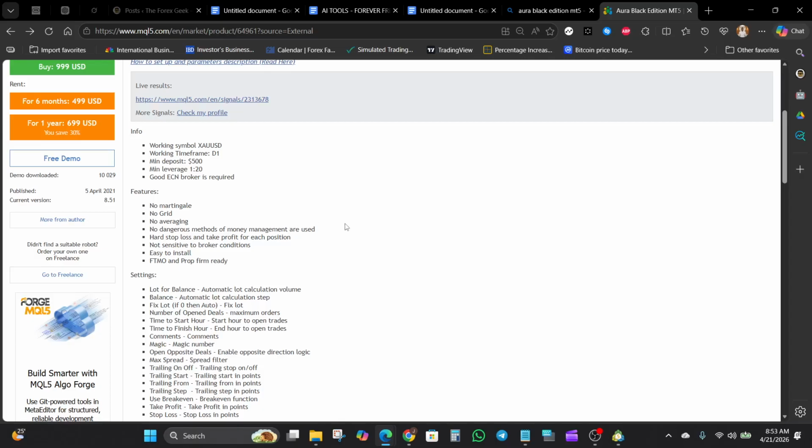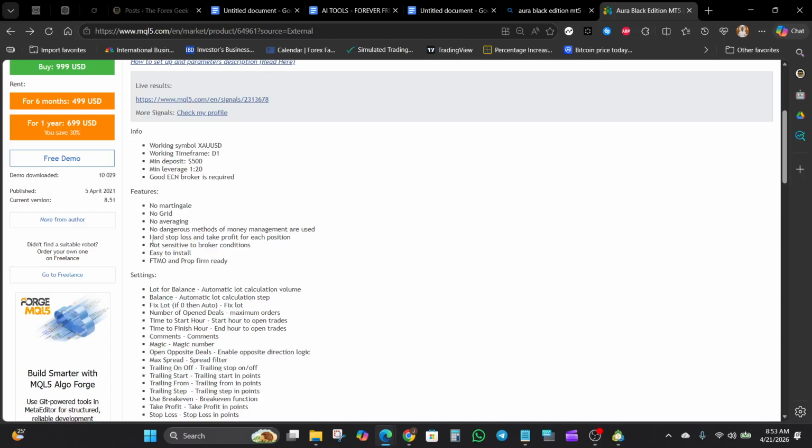First thing, and this is important, the developer clearly states that it does not use martingale, grid, averaging, and all these dangerous methods of trading, right? So no high risk money management techniques. So from a risk structure perspective, this is already more controlled compared to a lot of aggressive EAs out there.